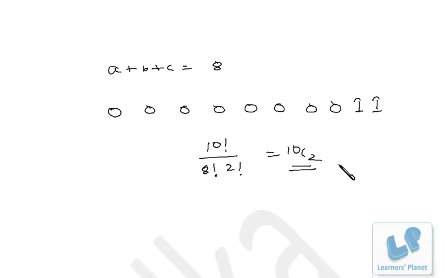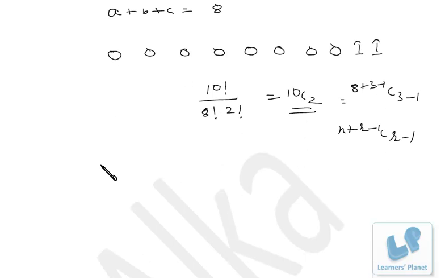So that is nothing but 8 plus 3 minus 1 C3 minus 1, or n plus r minus 1 C r minus 1. Okay. Similarly, if you want a plus b plus c plus d, maybe 4 persons are there, and these are 10 apples to be distributed.